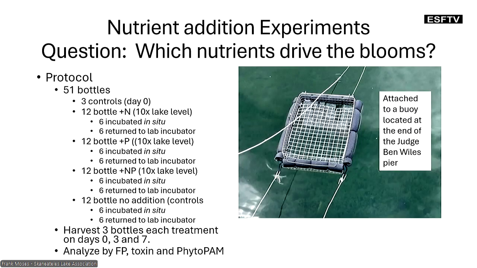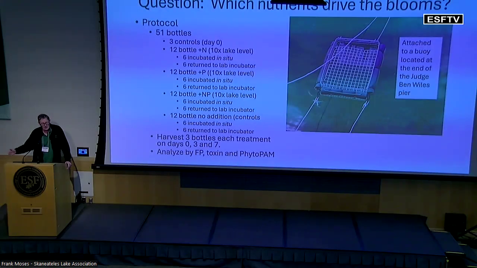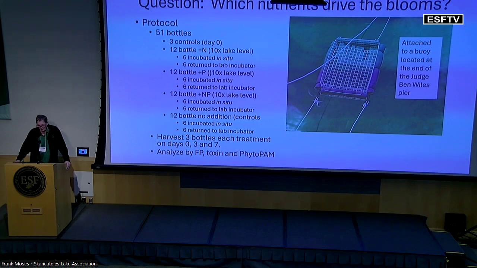And we would put half those bottles out in a cage and float it out in the lake, and we would come back after 3 and 7 days and collect half of them. And we'd take half those bottles and put them in an incubator in the lab under optimal conditions of light, temperature, and no wind, right? And then we'd analyze them again by the fluoroprobe for toxins, and for the phytoplam, which was looking at photosynthetic efficiency. I'm not going to talk about the phytoplam at all, just for time reasons.